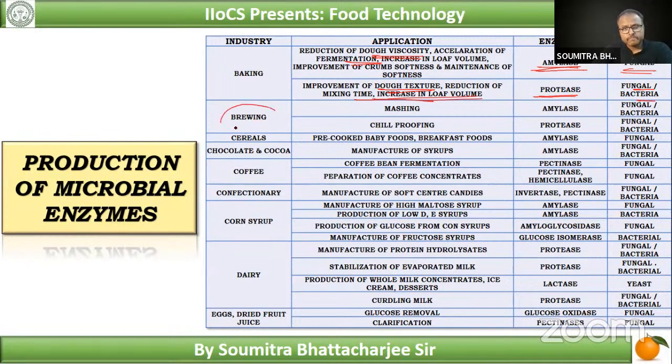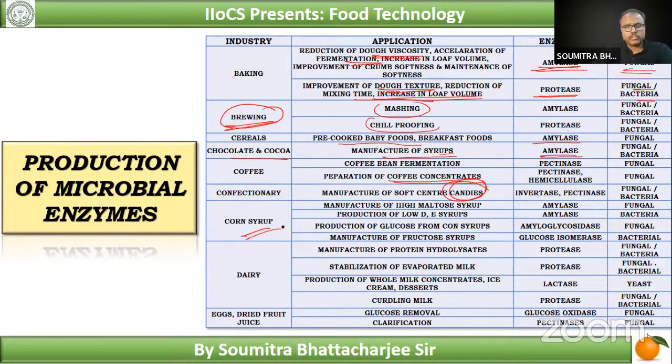Next, we can say brewing. In brewing, what can be the usage? In brewing, mashing as well as chill proofing. Amylase and protease can be used. In cereals, the pre-cooked baby foods, amylase is the major source. Chocolate and cocoa can be used for manufacturing of syrups with amylase. Coffee bean fermentation, or preparation of coffee concentrates, can also be utilized here. And in confectionery, it is used to produce sweet candies, the soft center candies.